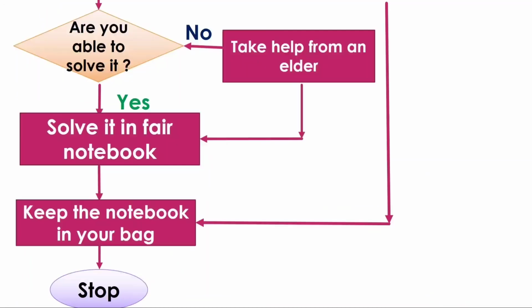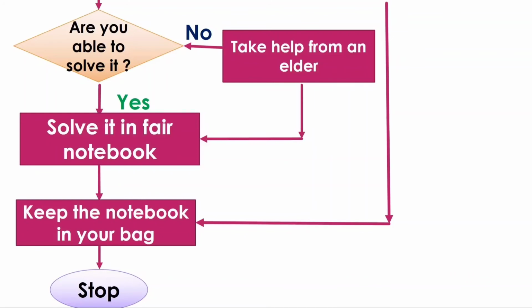If yes, there is a second diamond box which is again saying, are you able to solve it? Then if yes, I am able to solve it, then come to the downside, solve it in fair notebook. This is the process, means we are doing something, so we have used a rectangular box. Solve it in fair notebook. Then keep the notebook in your bag. There is no yes or no question there, so we use a rectangular box. We keep the notebook in our bag. And the last is again the terminator symbol, oval symbol, that is stop.